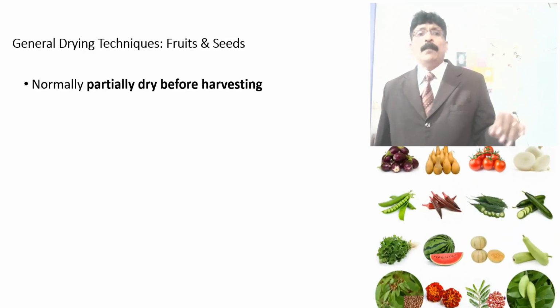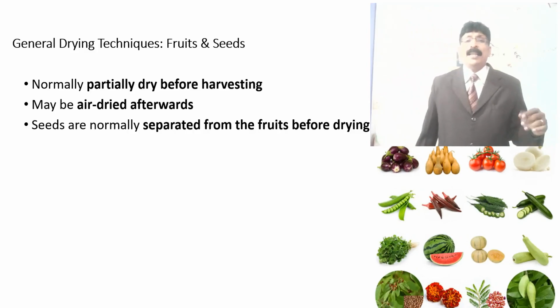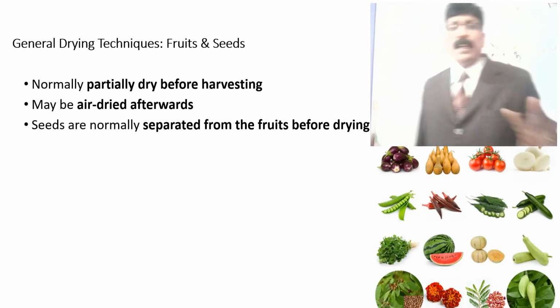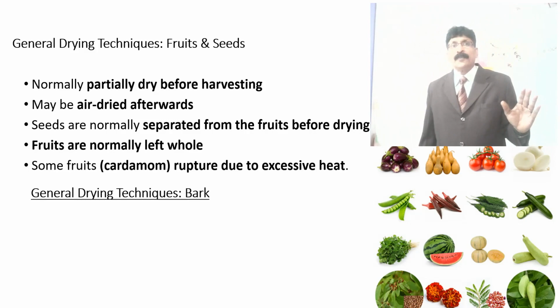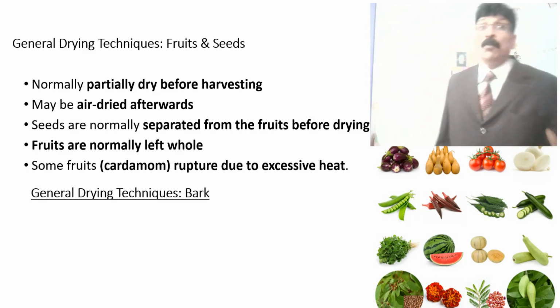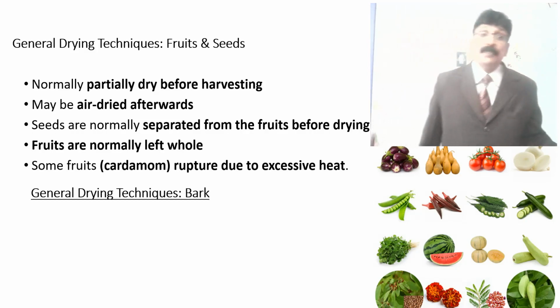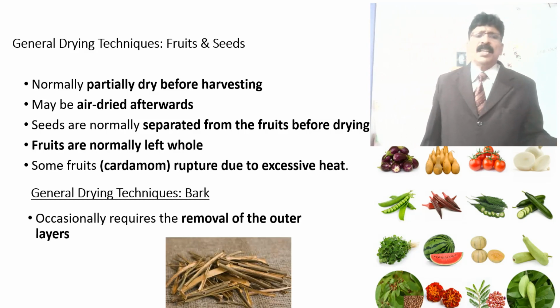Normally, partially dried before harvesting, maybe air dry afterwards. Seeds are normally separated from the fruits before drying. Fruits are normally left whole. Some fruits, like cardamom, ruptured due to excessive heat. General drying for bark, occasionally drying and removal of outer layer.